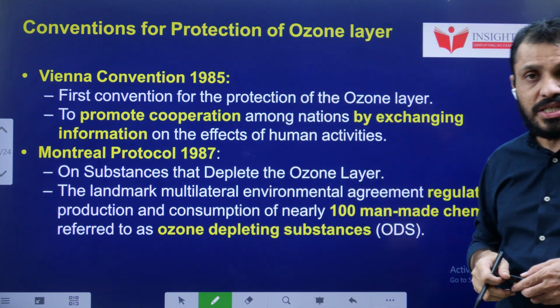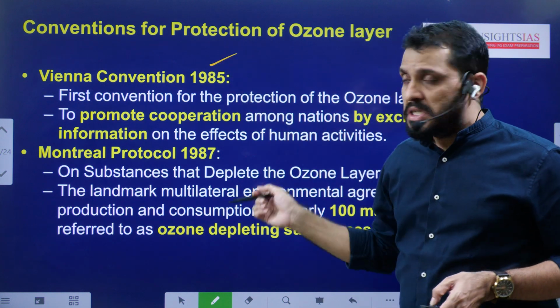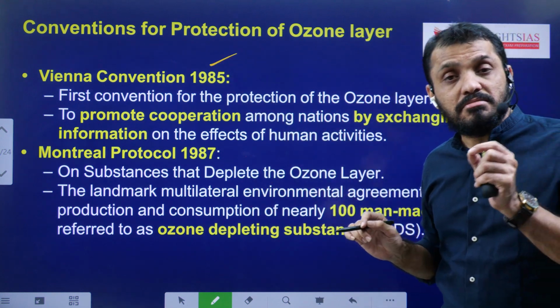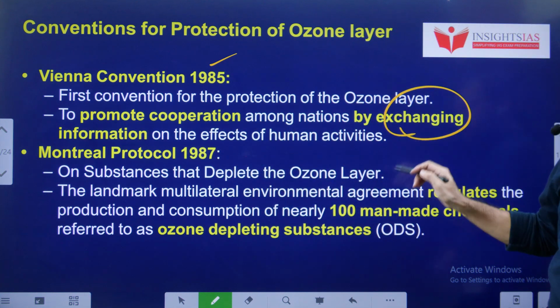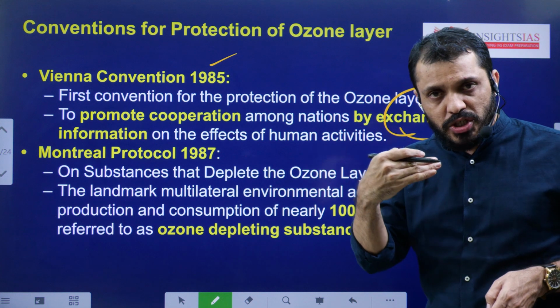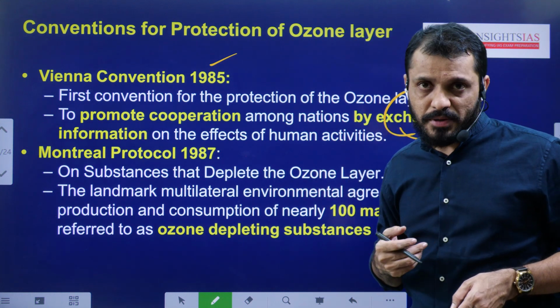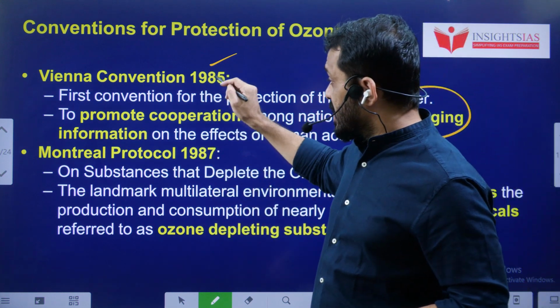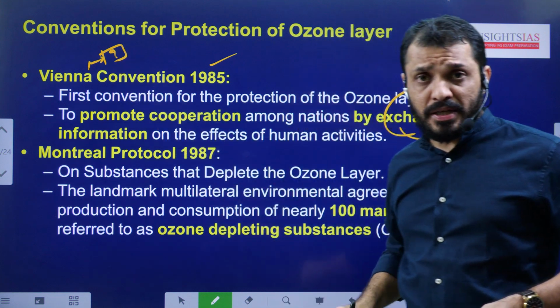Vienna Convention. We'll see some of the conventions which are aimed at protecting the ozone layer. Vienna Convention was made in 1985, and its main objective is to promote cooperation among the nations to exchange information related to human activities which are causing the ozone depletion. Now tell me students, Vienna is present in which country? Quite often the Vienna name appears.